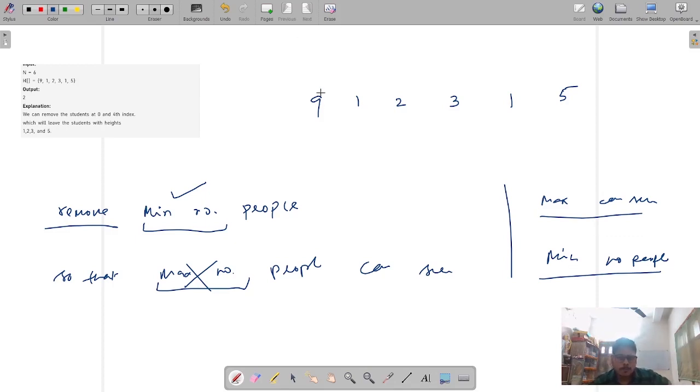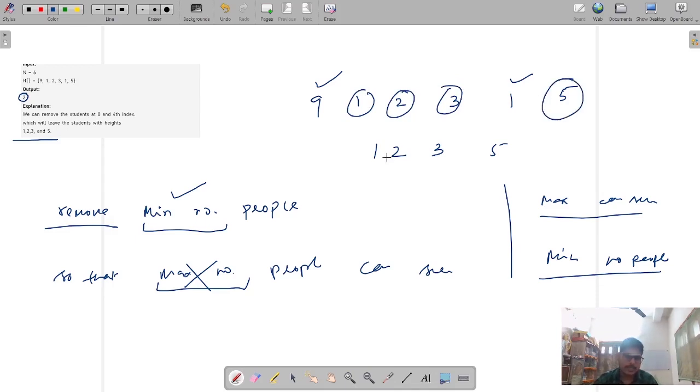So suppose here I want to remove people, right? The answer here is given as 1 2 3 5, right? So 1 2 3 5 are the people to stay. Okay, so we have to remove two people. Which are they? They are this 9 and this 1. Then we will get 1 2 3 and 5. These 1 and 2 and 3 and 5 have no problem seeing in front of themselves, right? Because they have no bigger person in front of them, right?